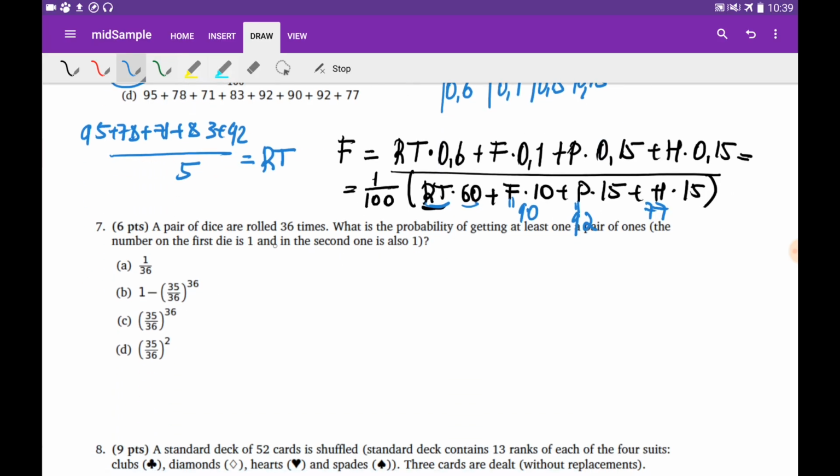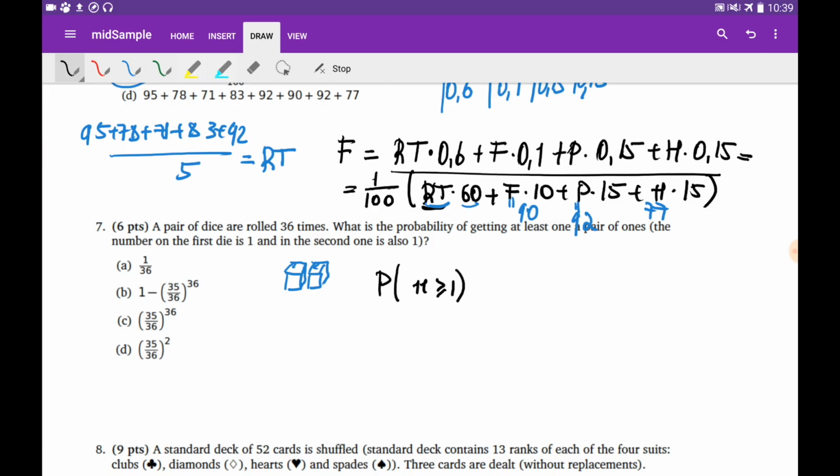A pair of dice rolled 36 times. So basically, we've got the dice, so the 2 cubes. And we have to roll these 2 cubes 36 times. What is the probability of getting at least 1 time the pair of 1s? So basically, once I've got 1 and 1, right? At least once. We need to find the probability that this kind of pair is going to appear at least once.